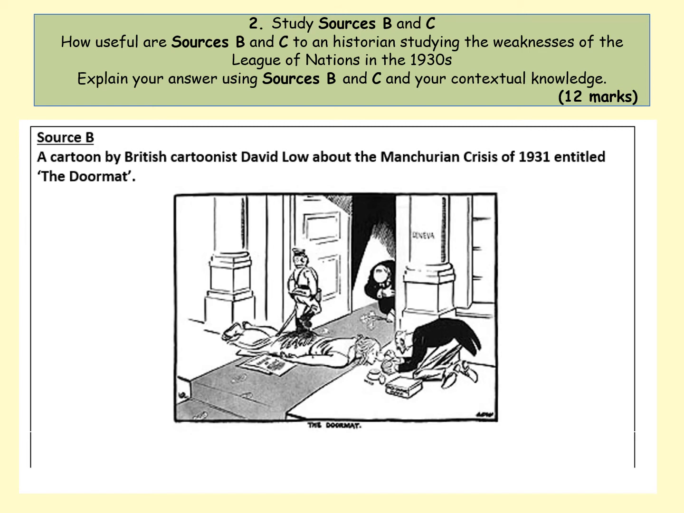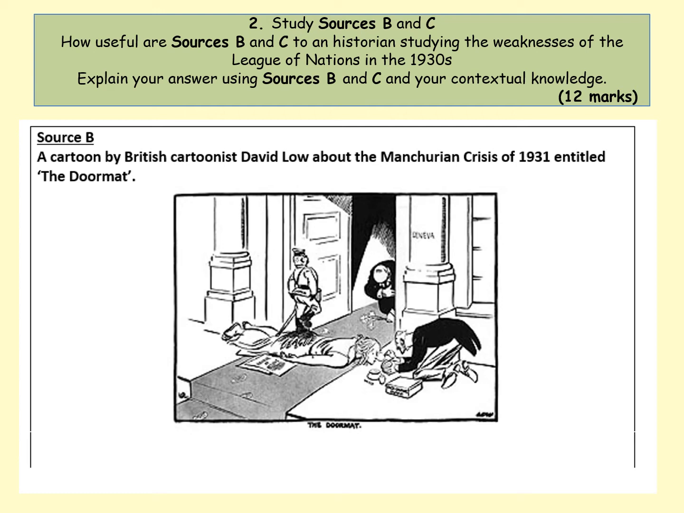So does the fact that it's written by a cartoonist called David Low make it more or less useful? The fact that he's a British cartoonist, does that make it more or less useful? So the first thing you have to be able to do is understand the source, and this is where you bring in your contextual knowledge as well, because you'll need your contextual knowledge to actually understand this source and what it means.